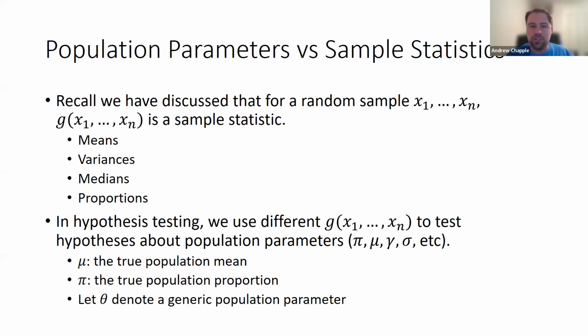So in general, what we're going to do is let theta, for the next couple slides, denote a generic population parameter. It could be mu, the mean, could be pi, a proportion, whatever. Don't worry about it. Theta is just a stand-in for any kind of hypothesis test that you could be doing.